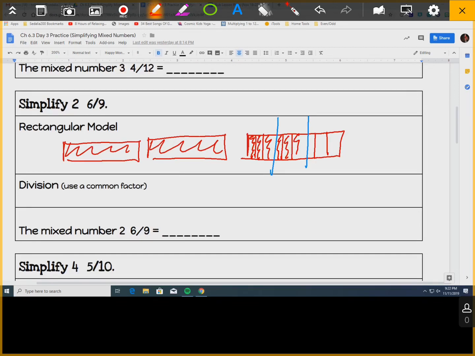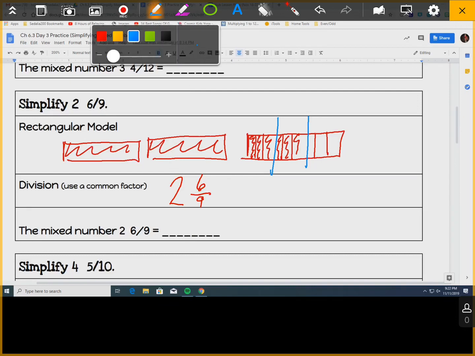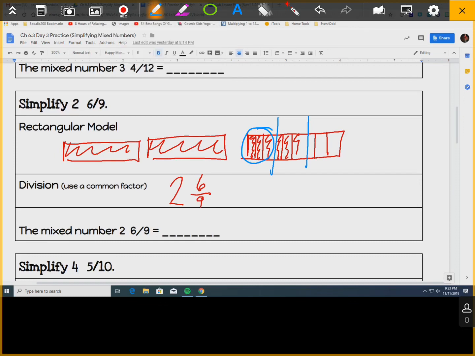Again, when I'm trying to think of what do I divide by to simplify my mixed number, I'm going to think, well, when I'm looking at my model, how many pieces can I group together? Well, I see that I can make groups of 3. So that means I'm dividing these pieces into groups of 3. Therefore, my numerator can be divided by 3, and my denominator can be divided into groups of 3, and I'm going to have my simplified mixed number 2 and 2/3. I'm also going to write that down here, 2 and 2/3.